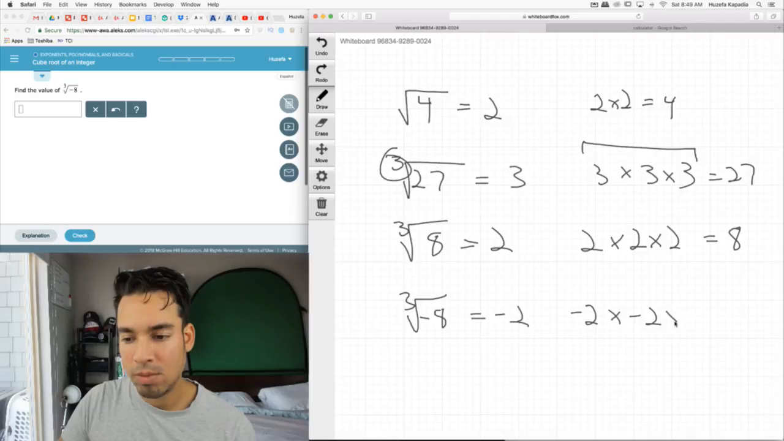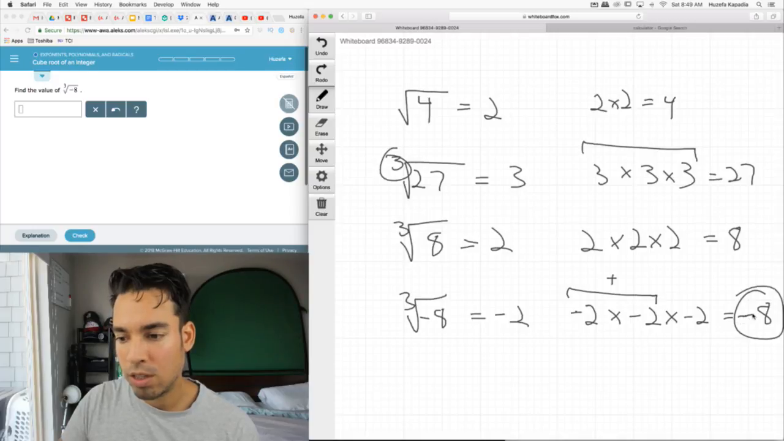Negative 2 times negative 2 times negative 2 equals negative 8. Why? Because a negative times a negative is a positive, so these will become positive. And then positive times a negative will again go back to negative, which is why this works.